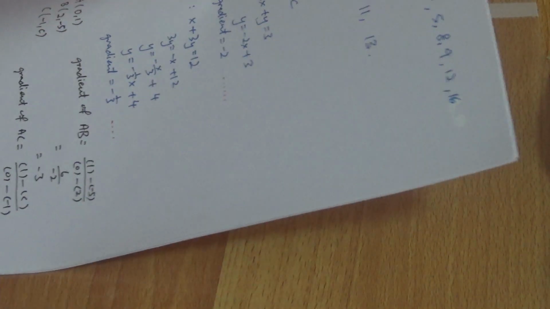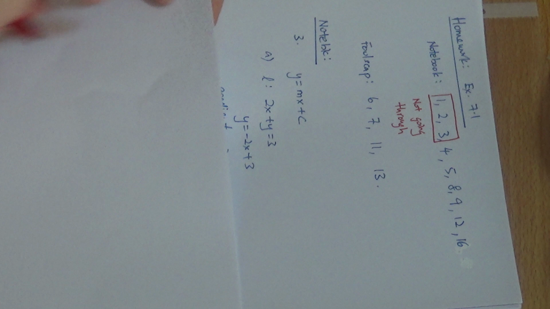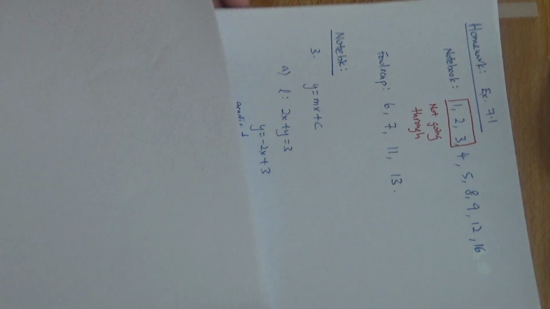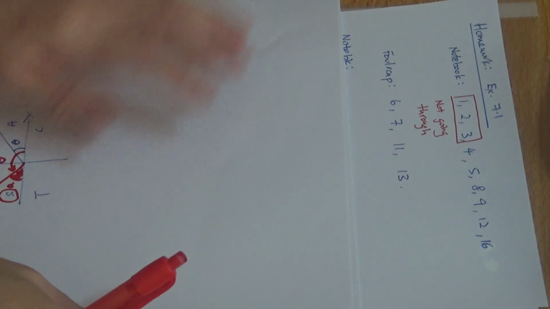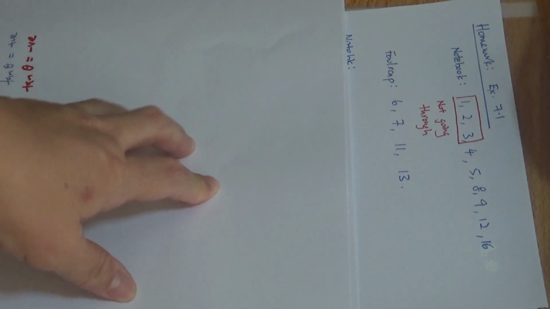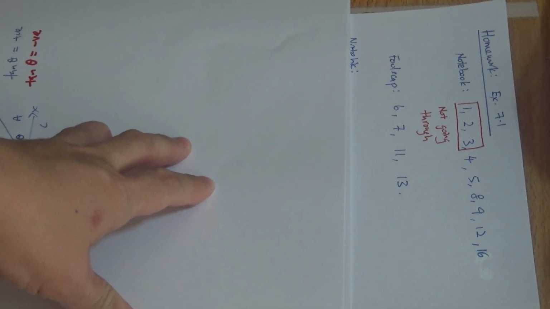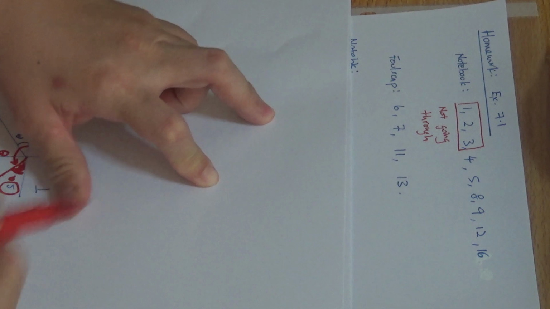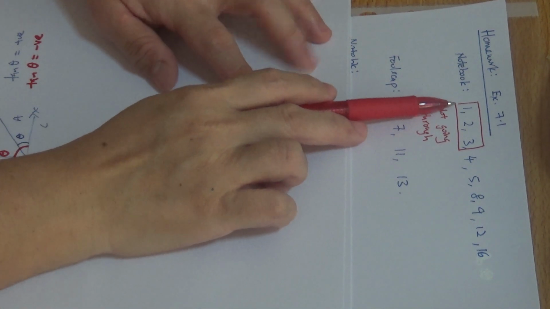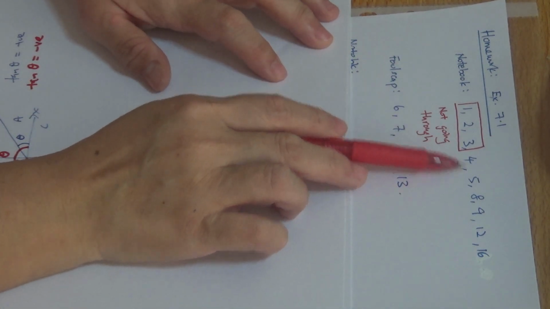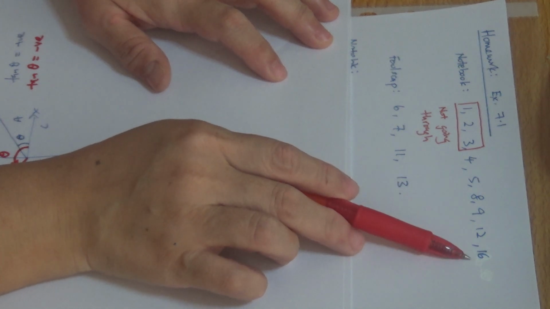Right now, I'm going to the homework. Okay, I'm going on to the homework and I want you to take note of the homework that you are supposed to do. For homework in the notebook, you have these questions: 1, 2, 3, 4, 5, 8, 9, 12, 16.